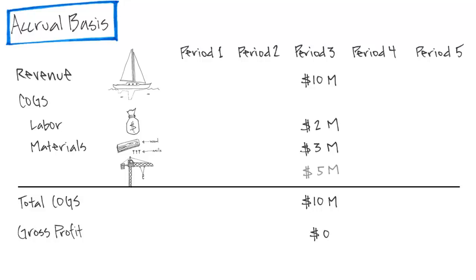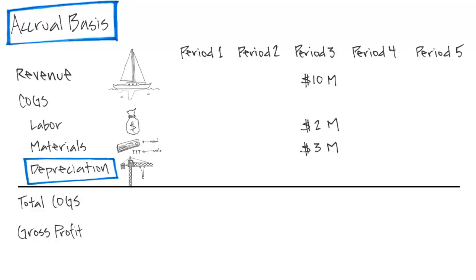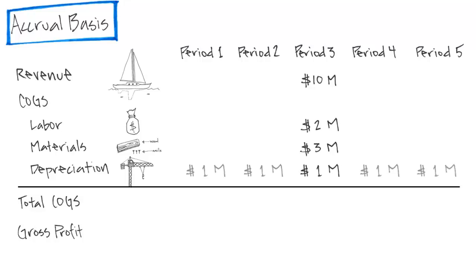This is not, however, entirely accurate. Clearly, a crane can be used for multiple periods, whereas labor and materials will be used to make that boat in period 3. Let's say that the periods in our example are years, and that the crane has a useful life of 5 years. We can then depreciate the cost of the crane over the 5-year period by allocating the cost to multiple years over the useful life of the asset. This brings your total cost of goods sold to $6 million and provides for a $4 million gross profit.